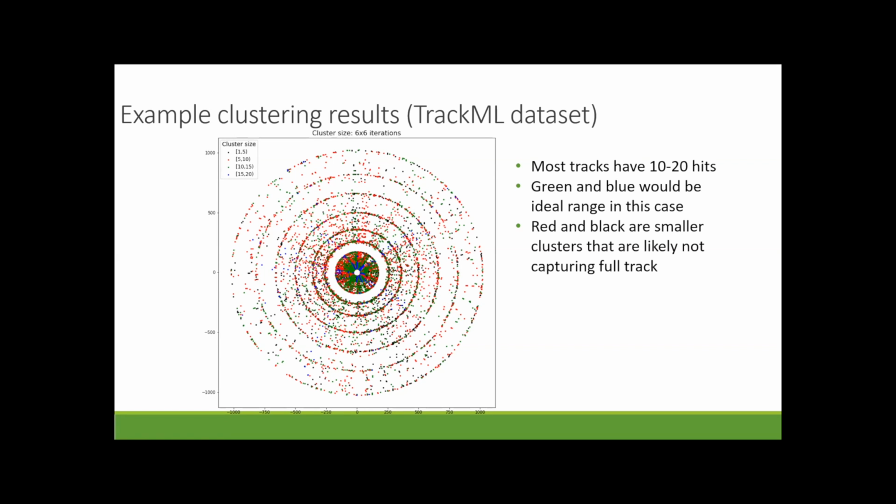And you can't really tell from here where the actual tracks are going, but it just gives a general sense for how the sizes are distributed and how the clustering algorithm is performing with relation to the particles near it. And also, again, it's 6 by 6 here, so 6 iterations of the inner loop and 6 iterations of the outer loop.